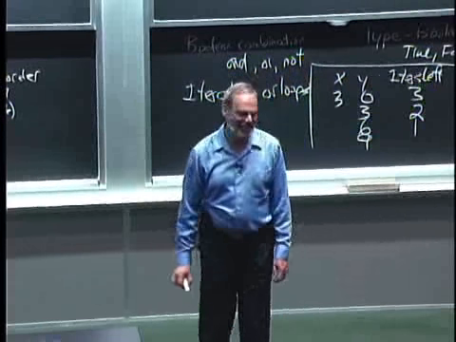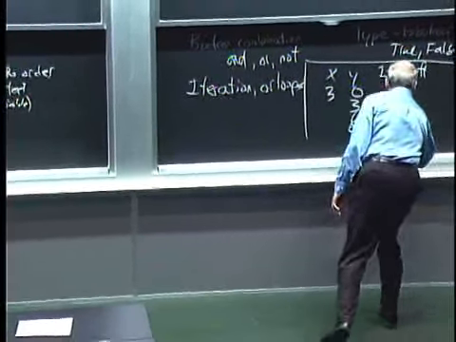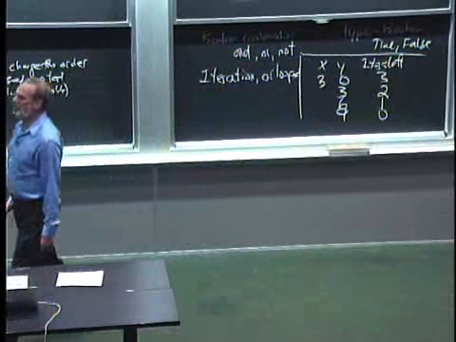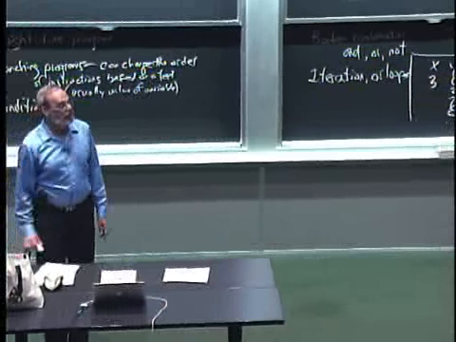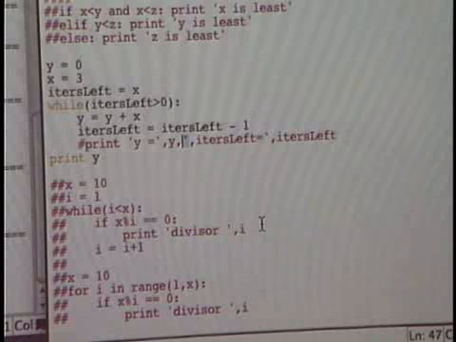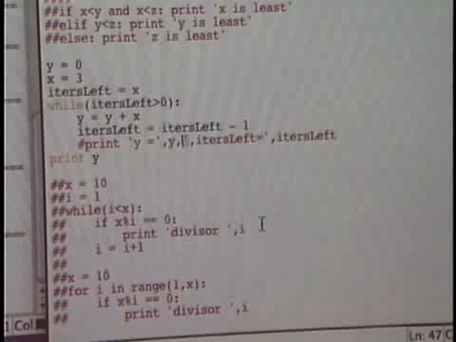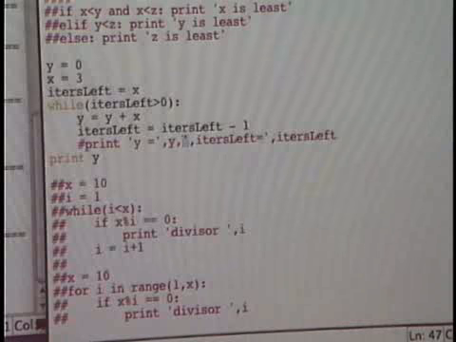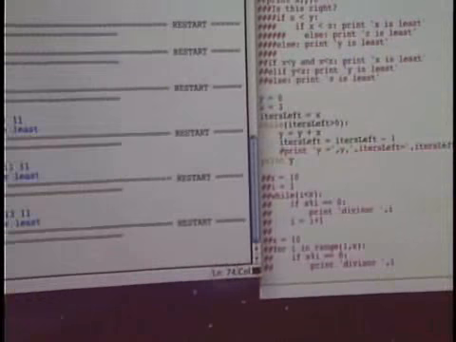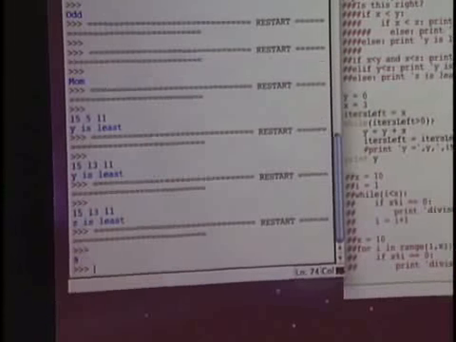X plus y, subtract 1 from iters left. Go back up to the test. Is iters left's value greater than 0? No, it is not. Therefore, skip the rest of that block of code and go to the next instruction, which is, print out y. And in fact, if we test this, son of a gun.